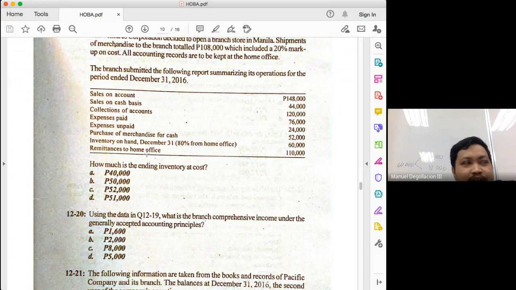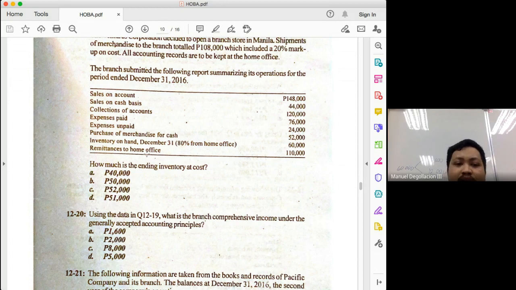But before answering this one, let's try to compute the profit reported by the branch, class. Again, if it's reported by the branch, then it's from the perspective of the branch. We're not talking about the true branch profit yet. So first, I want us to solve for the profit as reported by the branch. Where do we begin? Sales. And we are given two sales figures here, sales on account and sales on cash basis. Are we going to include both amounts?